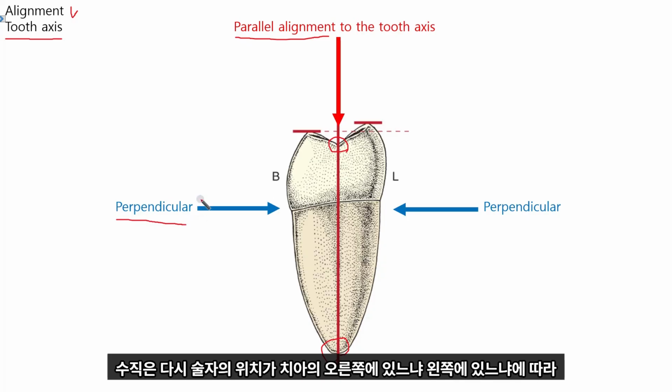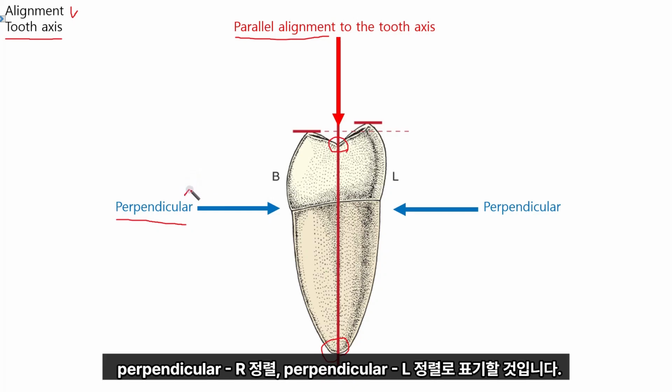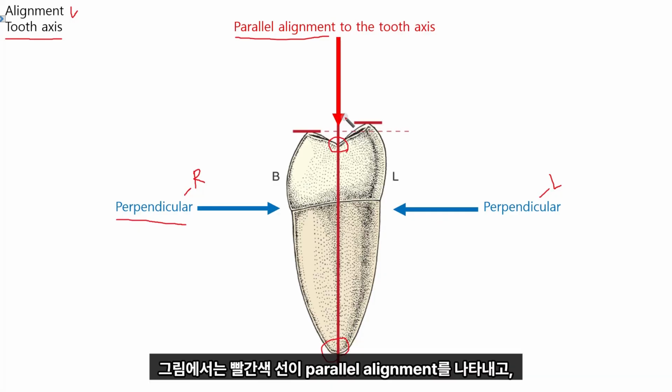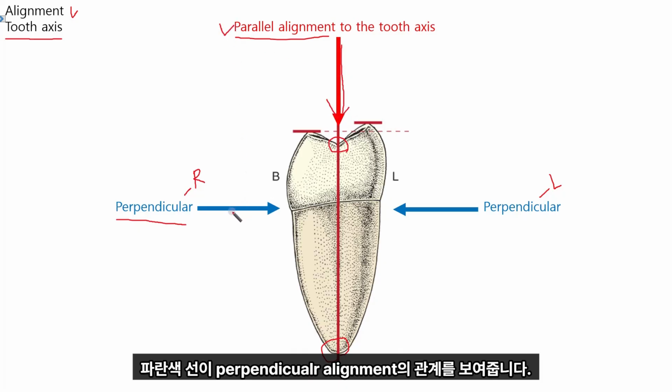Perpendicular is again divided into perpendicular R and perpendicular L alignment, depending on whether the operator is positioned to the right or left of the tooth. Secondly, in cases where the operator's body direction is not strictly perpendicular or parallel to the target tooth's axis, we will still classify and denote it in the same manner if the operator's line of sight is either perpendicular or parallel. In this particular diagram, the red line represents parallel alignment, while the blue line illustrates the relationship of perpendicular alignment.